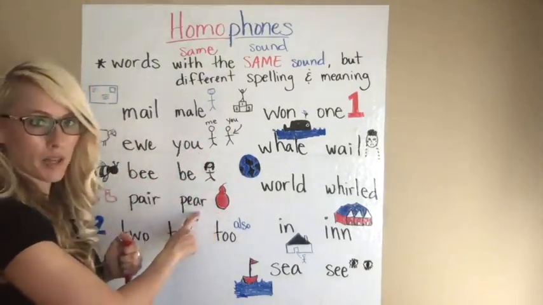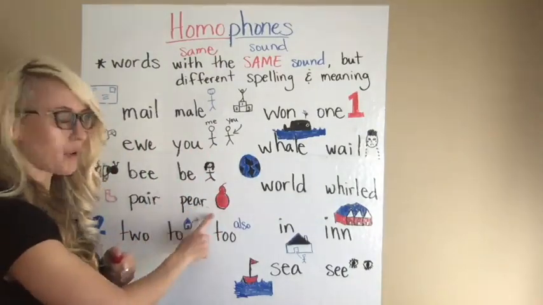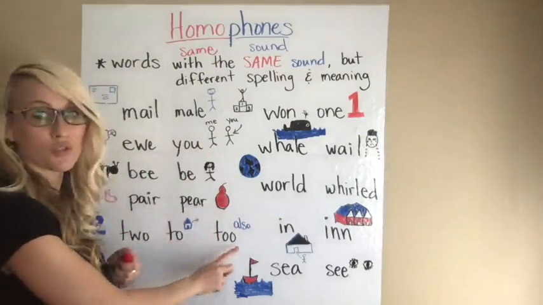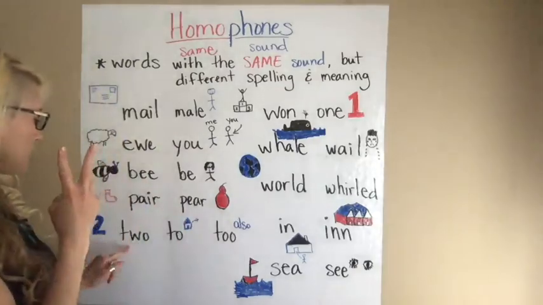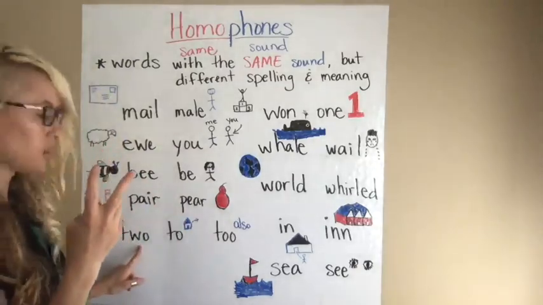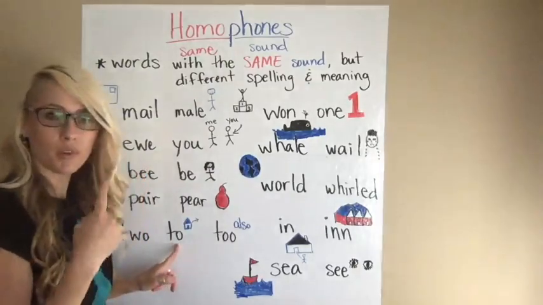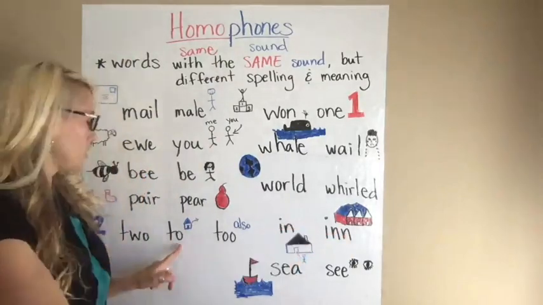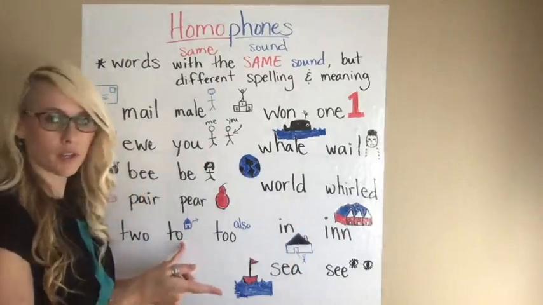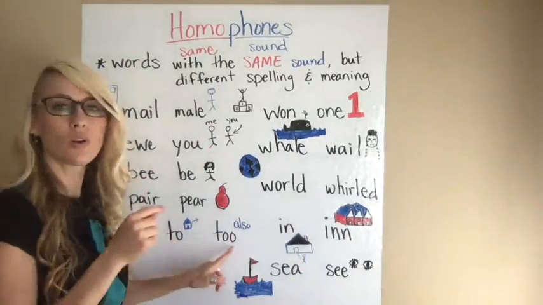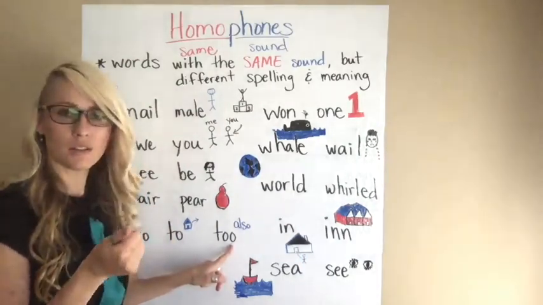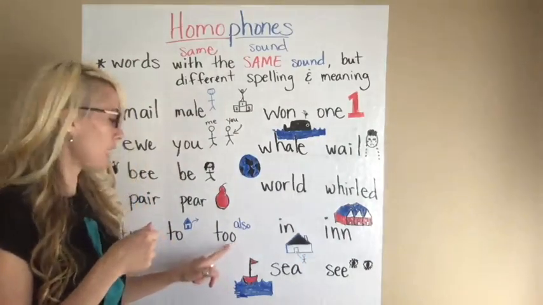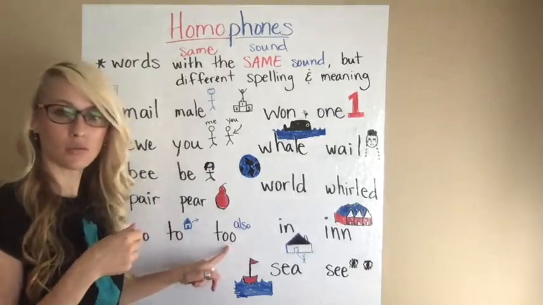Pear. Okay, so make sure you're saying these with me, okay? Pear. Two. Confusing, right? So we have T-W-O, which is two. We have to, like I'm going to go to school. I'm going to go to my friend's house, T-O. And we have T-O-O, also. I like cookies too. Or I would like a soda too, also.